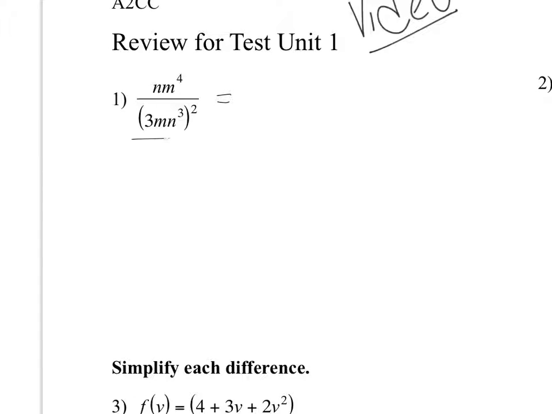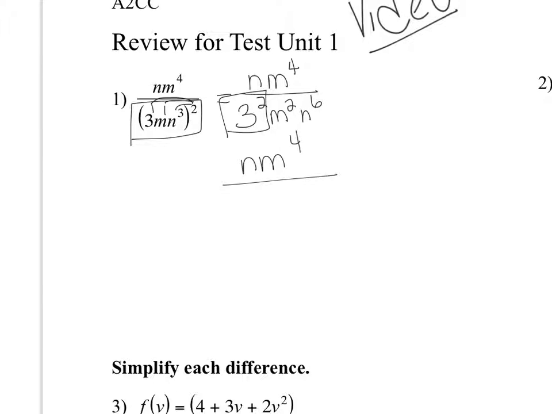Okay, so the first thing you should do is this. Remember, 3 has an exponent of 1, m has an exponent of 1. You simply distribute the 2 through. Can't do anything with the top to start. But then this is 3 squared, m squared, n to the 6th. You should do this math here. That is 9. So it's n. Okay.